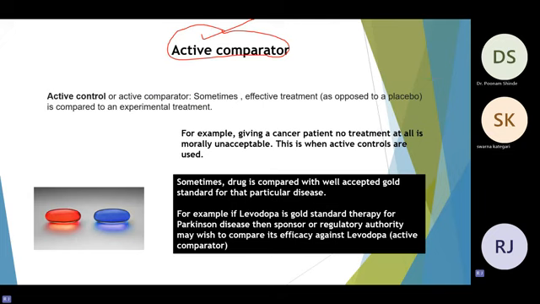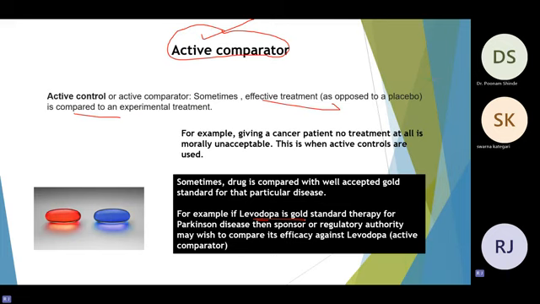So active control is nothing but an effective treatment which we compare to the experimental treatment. The drug is compared with the gold standard for that particular disease. For example, I have given one example here, levodopa. Everybody knows that levodopa is a gold standard treatment for what?